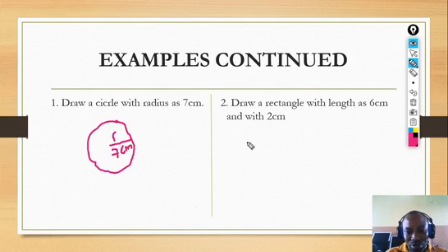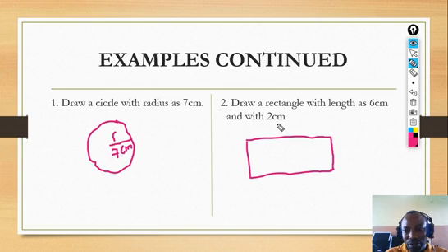The next one, draw a rectangle. This is still freehand drawing. It may not be very perfect, but the message is already communicated. So you have the length as what? 6 cm. The length is 6 cm, and the height is what? 2 cm. So this is how you can use Epic Pen for solving mathematics.